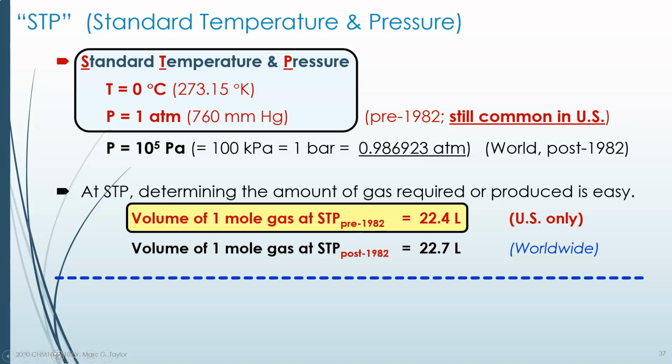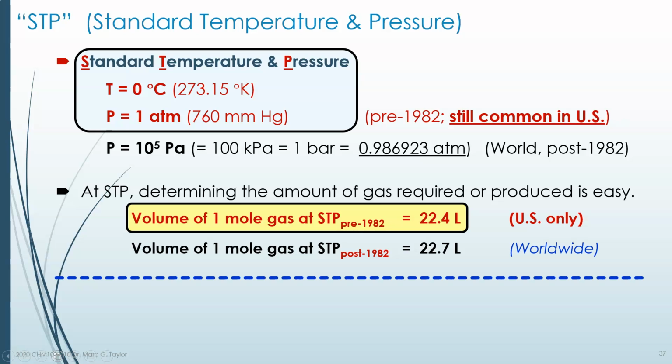Now, at STP, determining the amount of gas that you need for some experiment is very easy to calculate, because it turns out that if we know the temperature and pressure is this set of standard conditions, 1 mole of gas directly translates to 22.4 liters of gas. And it doesn't matter what kind of gas it is. It can be a light gas, like hydrogen gas or helium gas, or an incredibly heavy gas, like uranium hexafluoride gas. So it doesn't matter what the gas is. 1 mole of gas at STP is 22.4 liters.